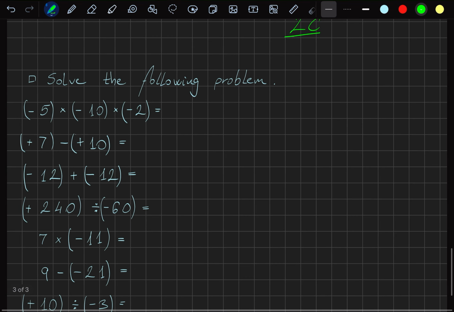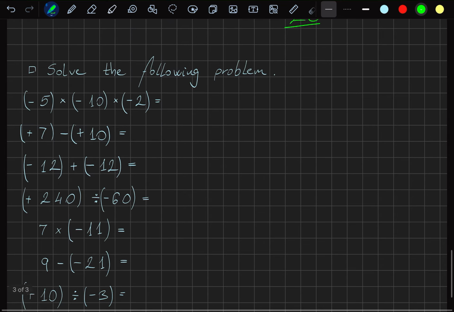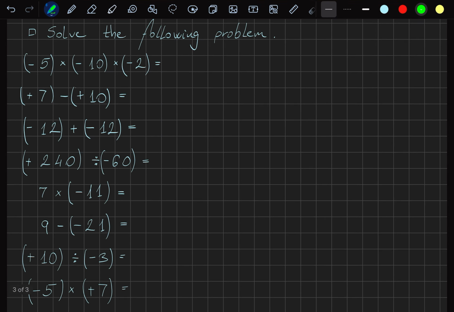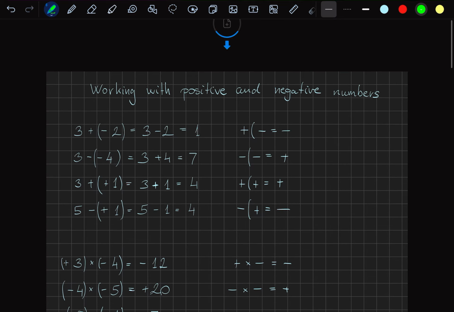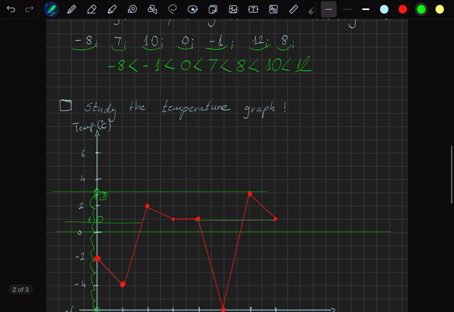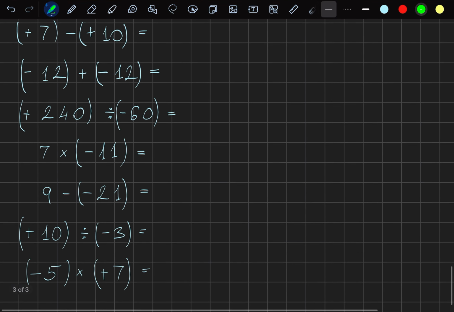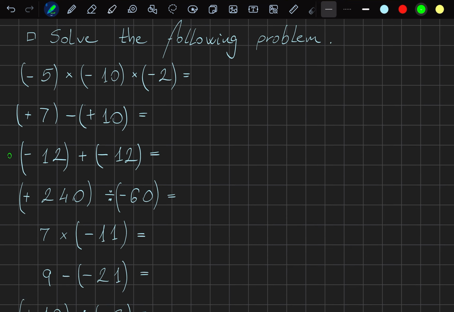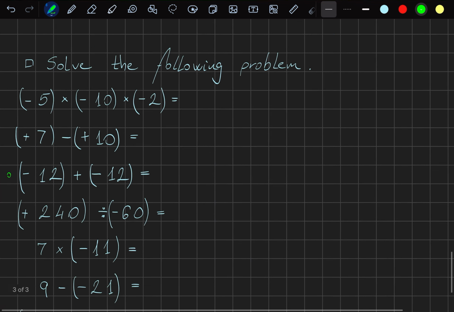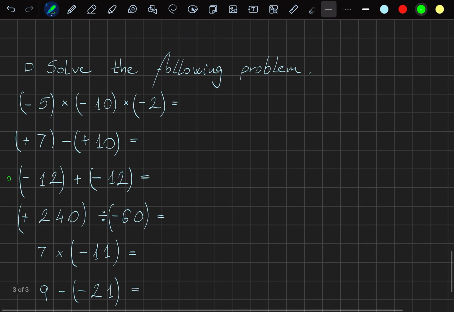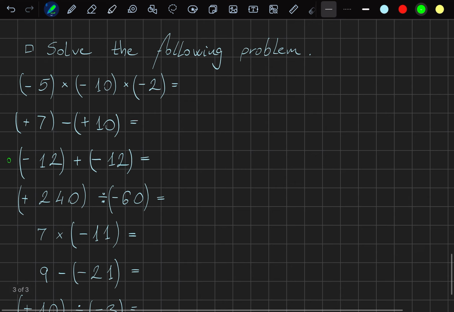So, solve the following problem. This will be the last one. I just wrote random numbers, we'll work this out. So this is what I wanted to say in the first part, that we will use this one, and I will explain here what I wanted to say, with an example, easy to say.